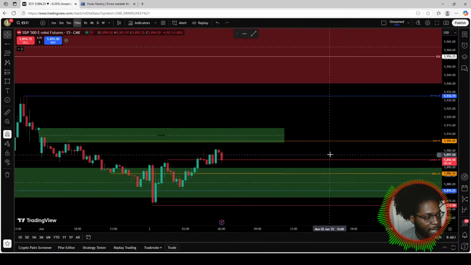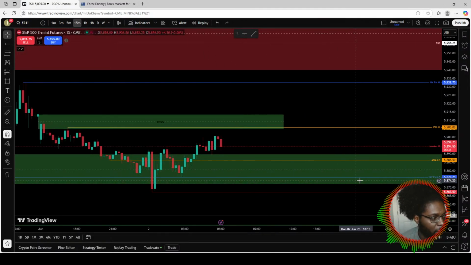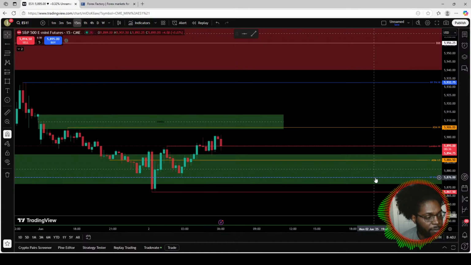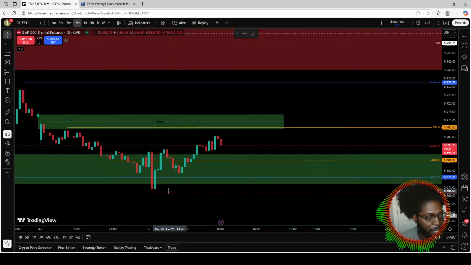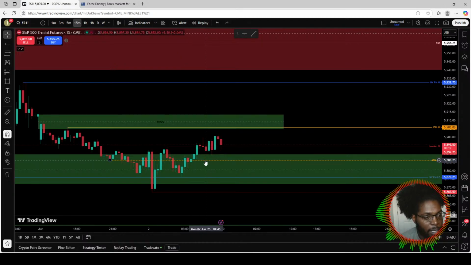Kind of what I'm expecting. So we already took out the PM low from the New York session last week, Friday. We did that this morning, during the London session. This blue line right here, you see liquidity was swept down there. So we have a London low right here. In that move, we also took the Asia low. And now you see we're already trading back in the range.